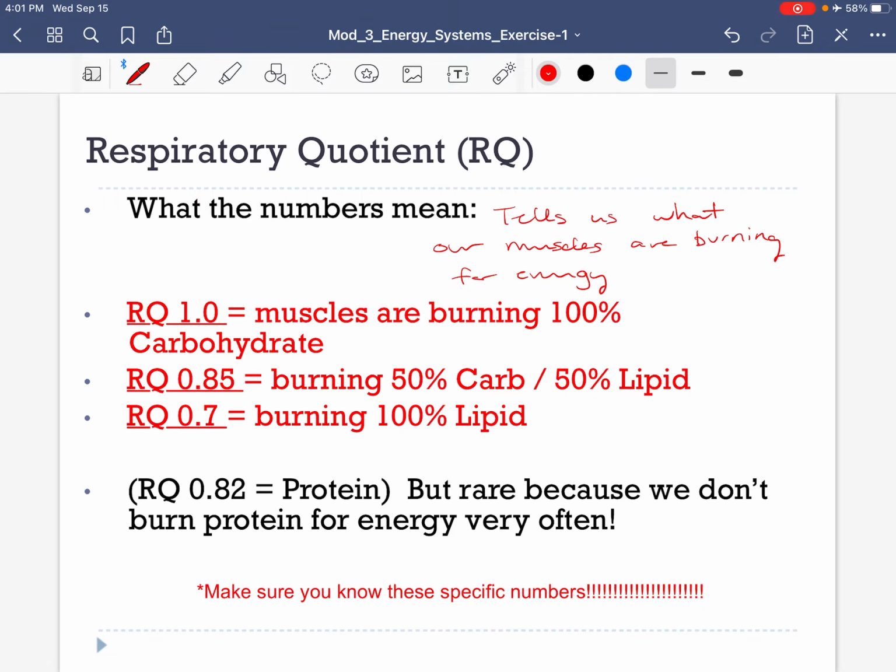We have the research. At an RQ of 1.0, you are burning 100% carbs. So at the onset of activity, the RQ will likely be 1, 100% carbs. As we go down, an RQ of 0.85 means you're burning a 50-50 ratio, 50% carbs, 50% lipids. If we go even lower to an RQ of 0.7, we are burning 100% lipid. Make sure you know these three numbers.